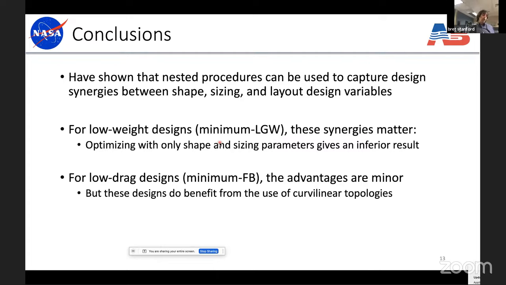On the other end of the Pareto front, the low drag designs, minimum fuel burn, more aerodynamically optimized designs, the advantages are much smaller, but those designs on that side do benefit from the use of curvilinear topologies. From a pure aeroelastic physics standpoint, anyway, they do. Whether they could actually buy their way onto the airplane is another question.